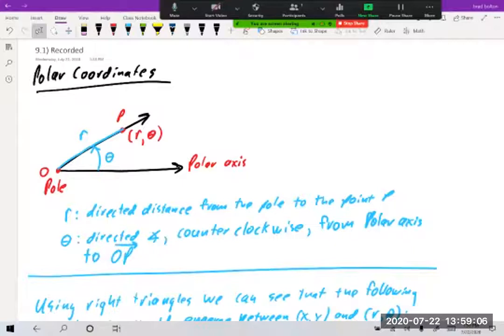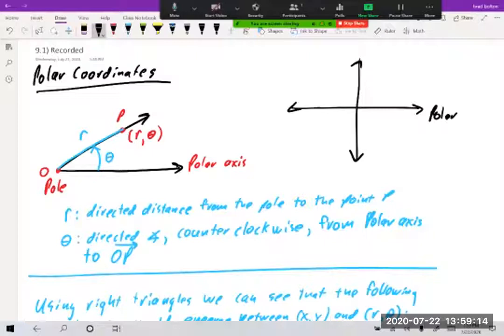So basically, you have this graph, just like before, but this is now your polar axis. And this right here is your pole. Everything in polar coordinates is based on the distance from the pole to your point, and then the angle counterclockwise from the polar axis. The distance to our location we call r, the radius, and the angle we use to get there we call theta.